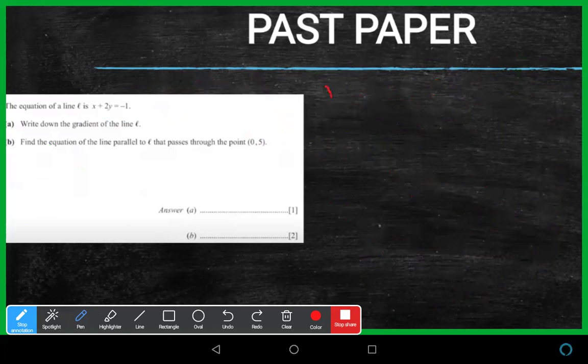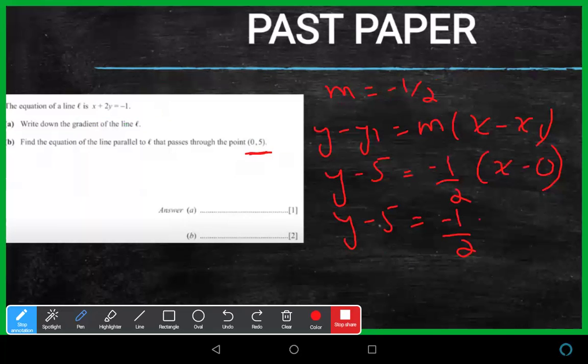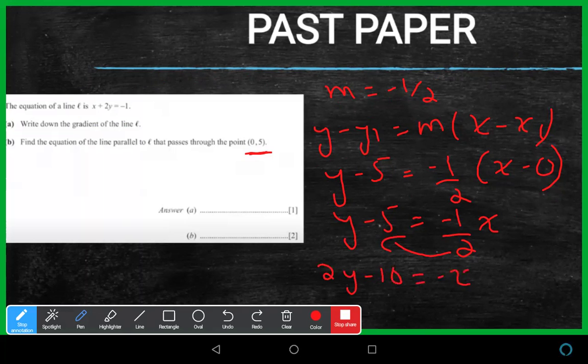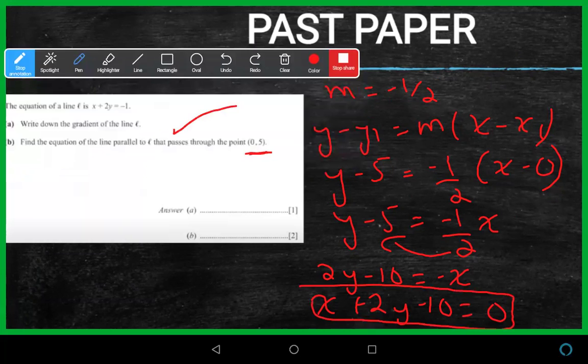I will put m as minus 1 upon 2. So the equation will be y minus y1 is equal to m times x minus x1. The point is 0 comma 5, so it will be y minus 5. m is minus 1 upon 2 and the x value is 0, so it becomes minus 1 upon 2 x. The 2 goes to this side to multiply: 2y minus 10 is equal to minus x. Minus x comes to this side: x plus 2y minus 10 is equal to 0. So this will be the final answer, the equation of the line parallel to L.